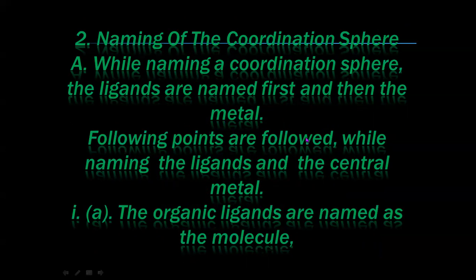So the following points we have to follow while naming the ligand and the central metal ion. Now, inside the coordination sphere, we have a metal atom or metal ion called the central metal ion and a ligand. So first, rules for writing the names of ligands. We know that a ligand is a species which may be a neutral molecule or sometimes an ion, again a positive ion or negative ion. Then how to write the name? We have certain rules to write the name of these ligands.